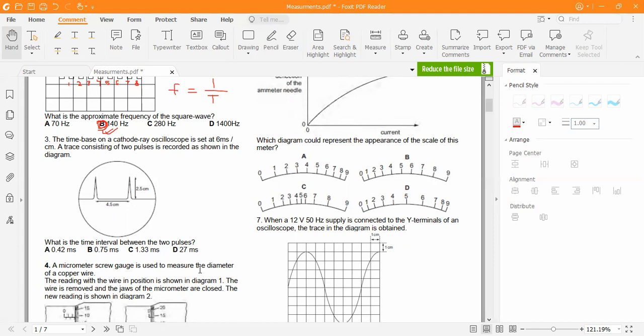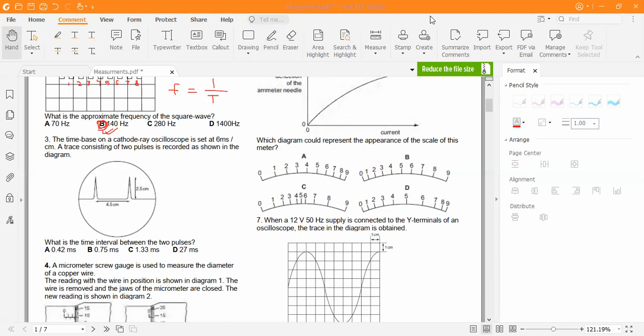We don't have any data for frequency. So this is a very direct method. What they're asking is to find the time interval between these. They've told you that 1 centimeter basically represents 6 milliseconds, and they've also told you that this distance is 4.5 centimeters. All you need to do is convert this into seconds using the time base setting.